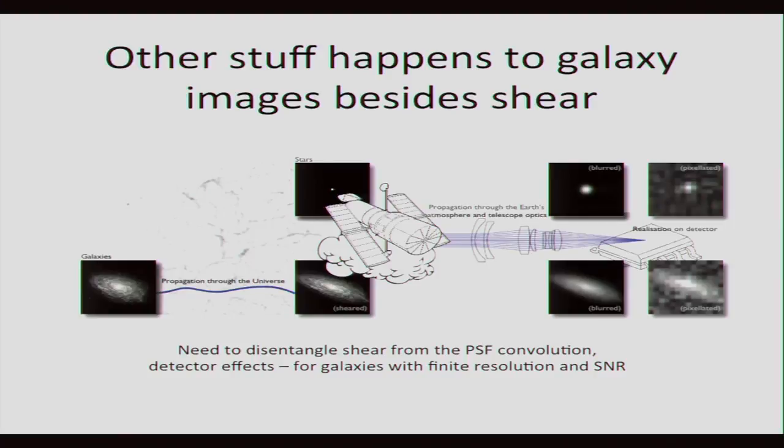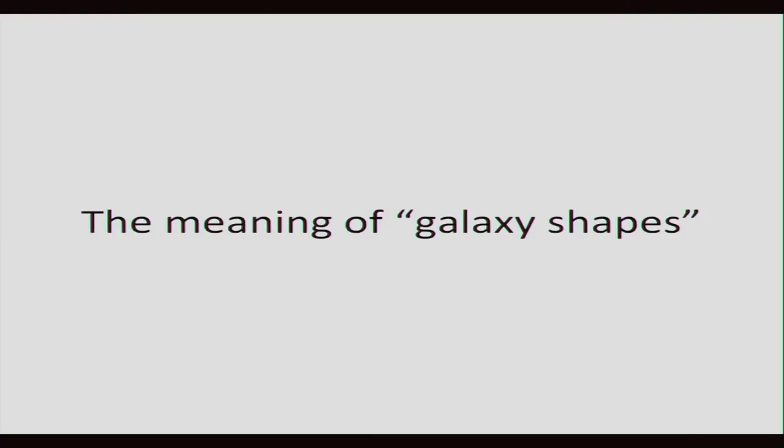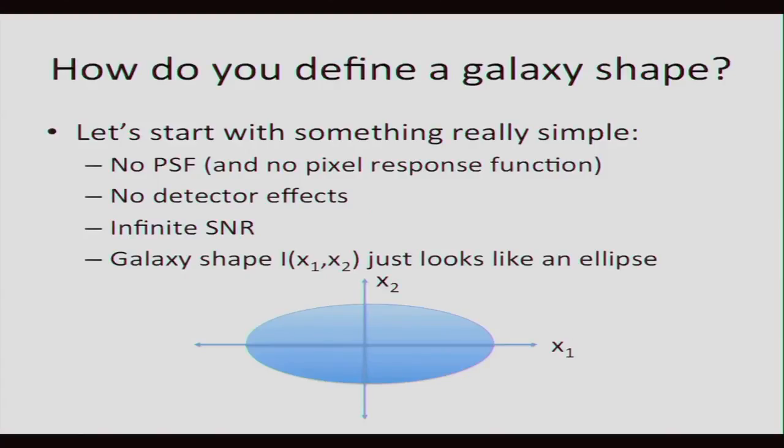Okay, so I just said the name of the game is measuring galaxy shapes and measuring their coherent, correlated shape distortion. So what is a galaxy shape? What does that mean? That's what I thought we'd talk about next. So let's talk about a really idealized situation. We have a galaxy. There is no PSF at all. No detector effects, infinite signal to noise, and it's a galaxy that, funnily enough, looks just like an ellipse.